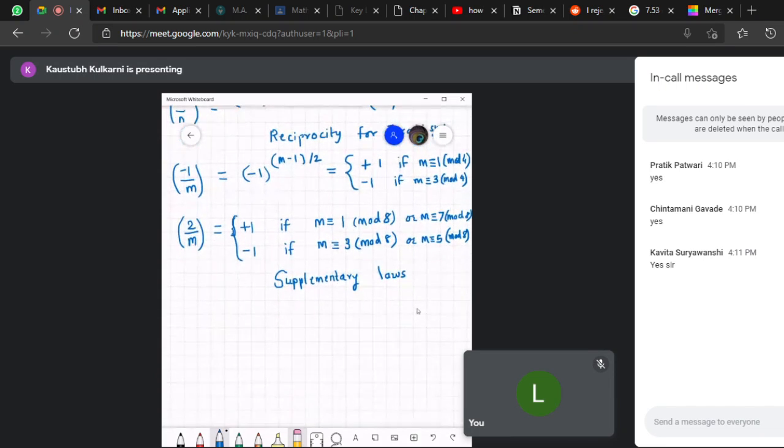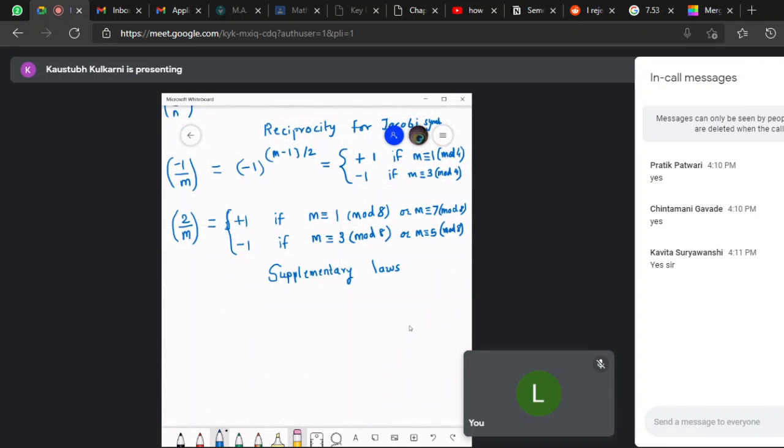Now where do we need this? Why do we need these laws and everything? Because it makes some of the calculations easier. So let's say I want to calculate the Jacobi symbol of 246 upon 257.